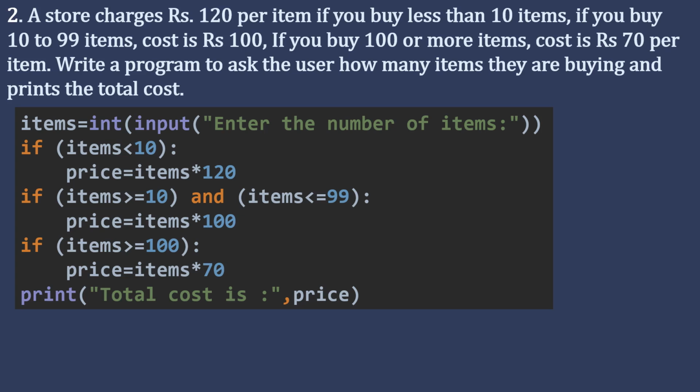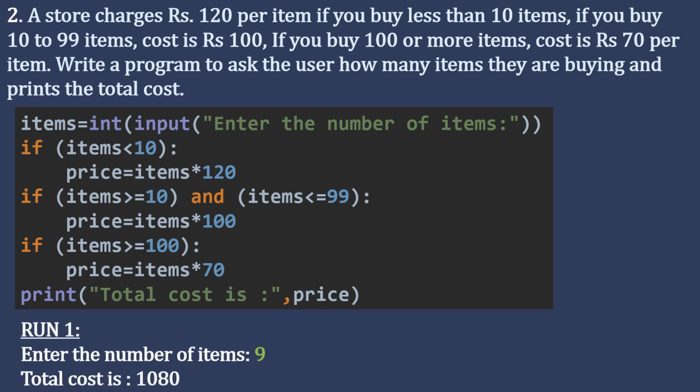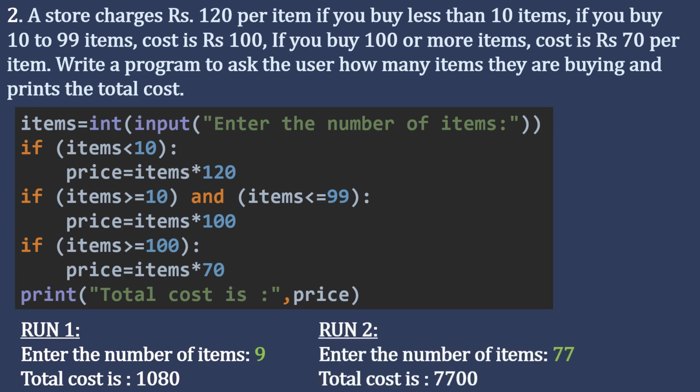Like this, your prices will be calculated depending on the number of items. Then finally, it will print the total cost is price. So once you run the program, first run, let's say the number of items is 9. Then the cost will be 1080. And let's say in the second run, the total number of items is 77. Then the cost will be 7,700, like this.